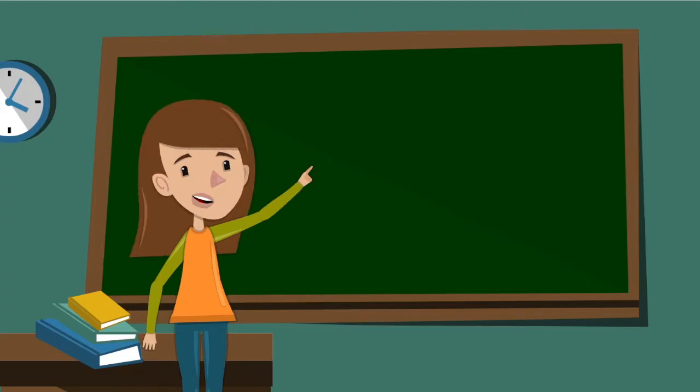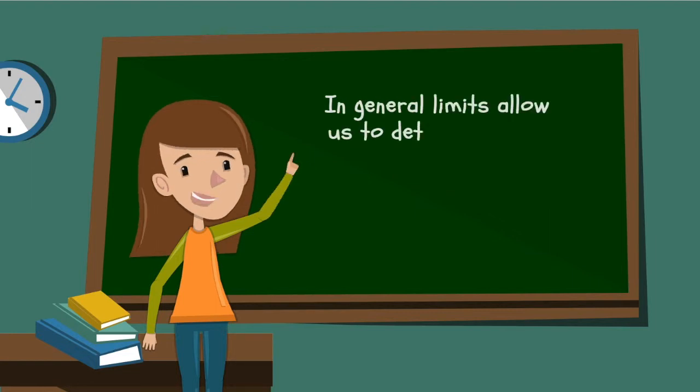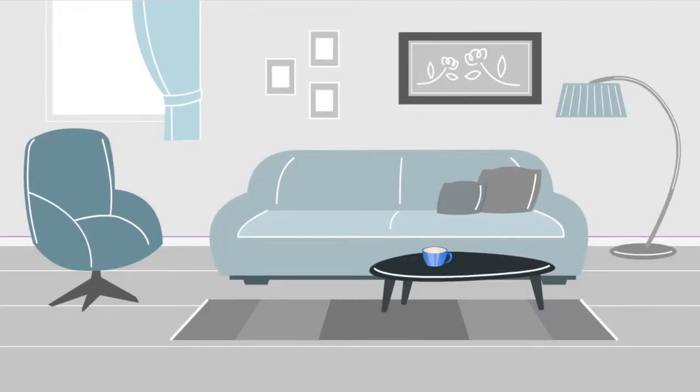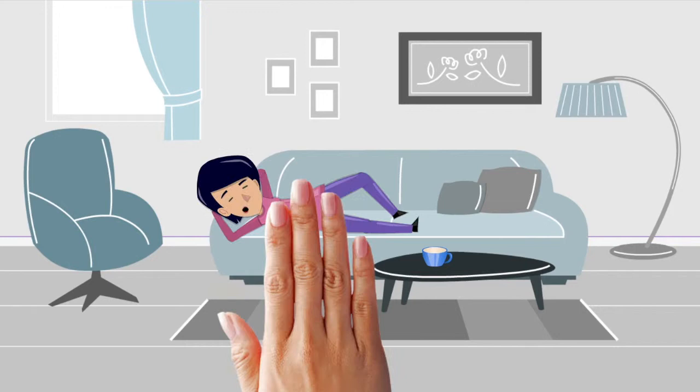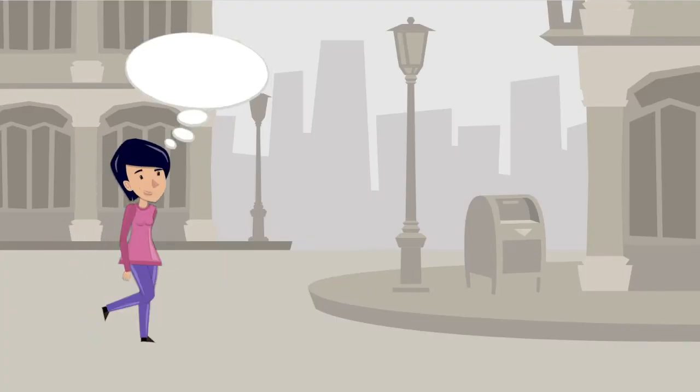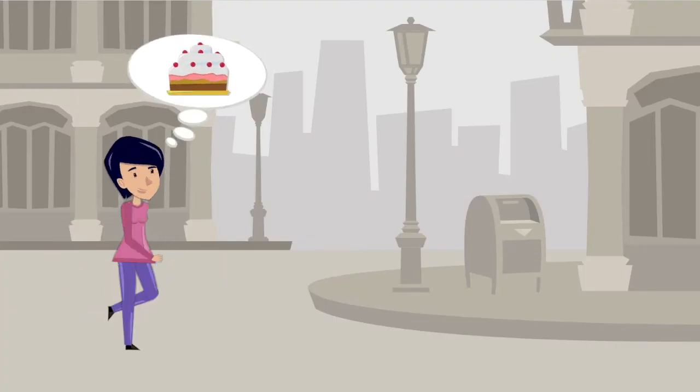So first, let's see the basic ideas behind limits. In general, limits allow us to determine what values a function is approaching when we use a particular input. If we explain it with an analogy, imagine that you are sleeping on a couch and start to dream about cake. This will make you really crave cake when you wake up, so you decide to go out and grab some cake.